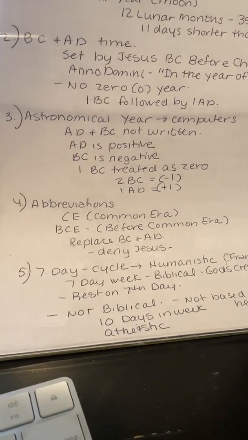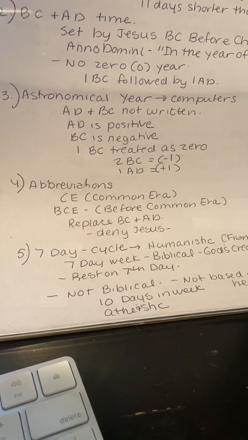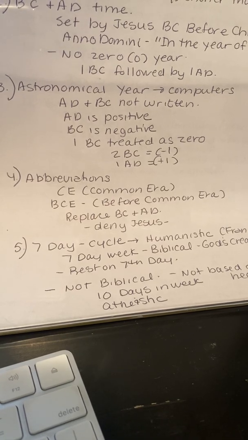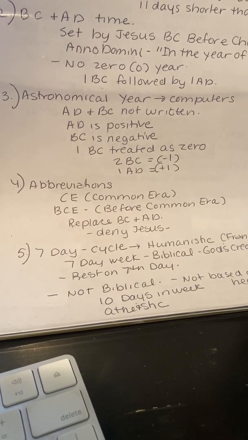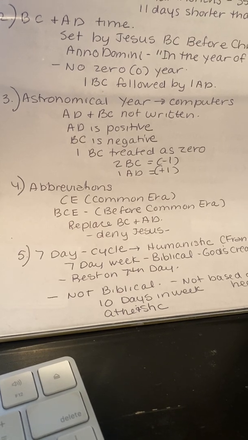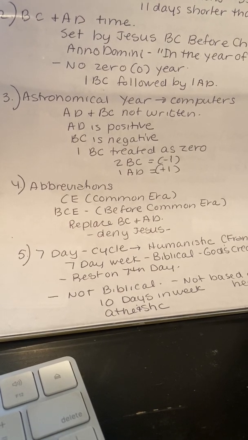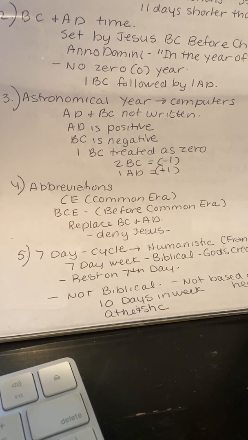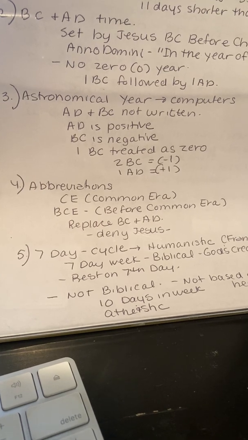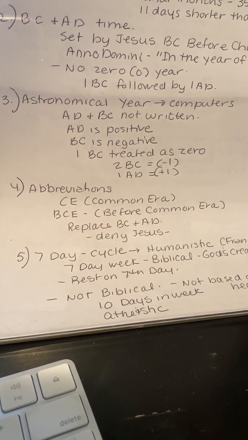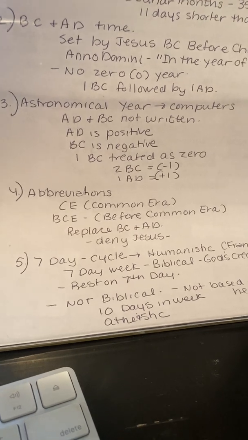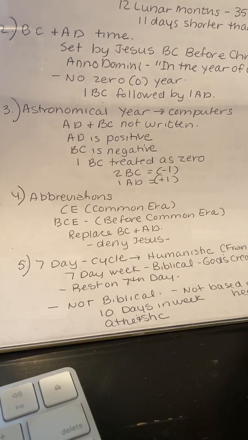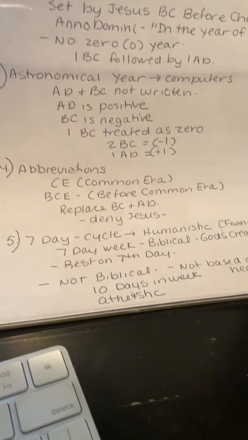But as we go on here, we'll see the astronomical year. What is that? Well, that is measuring by computers. So AD and BC are not written, and AD would be a positive number, and BC would be a negative number. 1 BC would be treated as 0 year. So you have to go on to 2 BC, which would be -1, and 1 AD as 1. So in this way, the astronomical year can account for that 1 year that's missing. And you can look at it by computer.